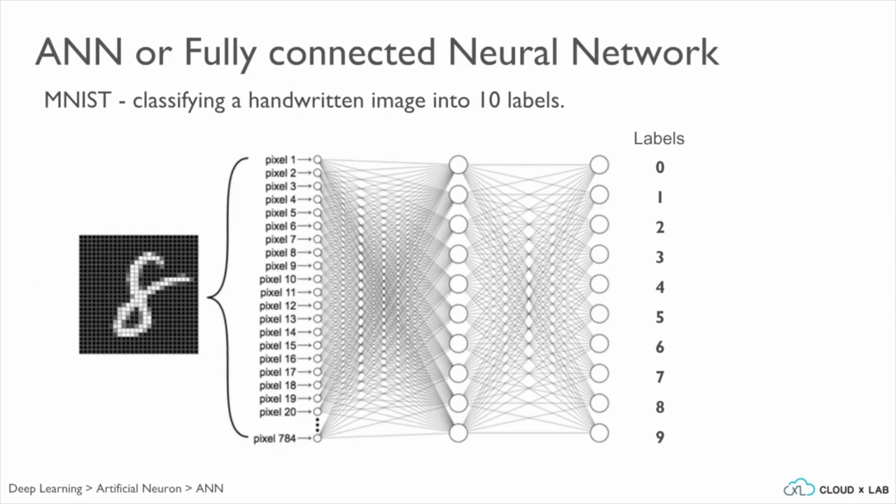Let's extend the use of neural network onto the MNIST dataset. Assume we have an instance of an image of digit 8. The task of the network is to identify the image as one of the 10 digits, 0 to 9, and assign it to the corresponding label. We have 784 pixels in this image. Each pixel is an input to the network, and we have 10 outputs labeled 0 to 9.